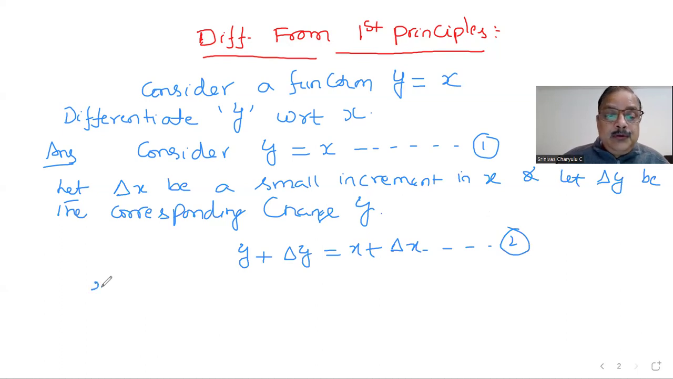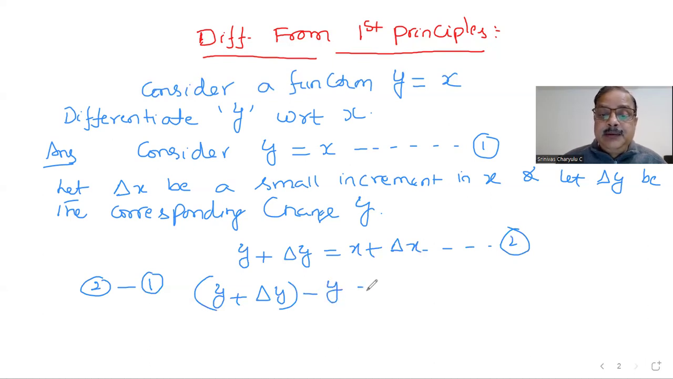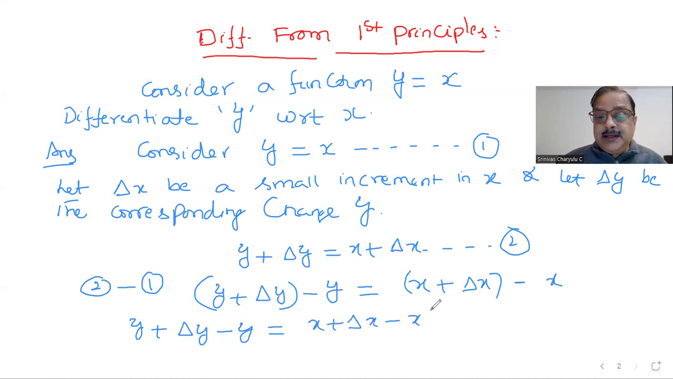Now, 2 minus 1. We'll do second equation minus first equation. Y plus delta y, we are having on the left hand side. First equation, y is there. Here, second equation right hand side, x plus delta x minus x. So remove the brackets. We'll write down y plus delta y minus y is equal to x plus delta x minus x. Cancel out x and x. Cancel out y and y. Now we are having here delta y, here you are having delta x.